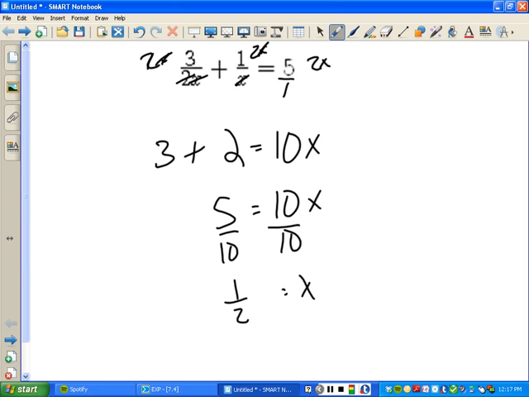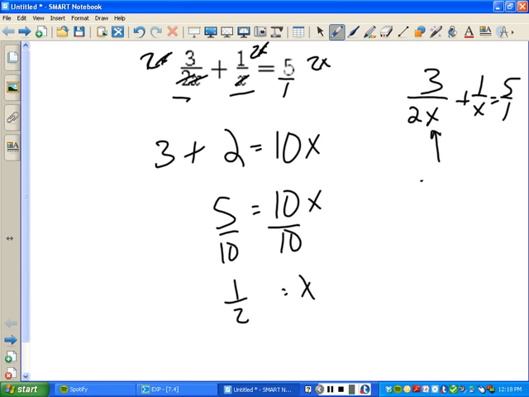Now, once you get your answer, you should remember to go back and check. Remember that all you're checking for is that you don't get 0 in the denominator. That's the question. If you plug in the 1/2 where you see x, do you get 0? Well, 2 times 1/2 is not 0. It's 1. 1/2 is not 0.